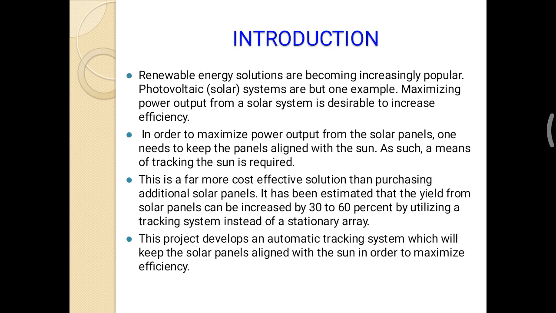And now, introduction. Renewable energy solutions are becoming increasingly popular. Photovoltaic systems are but one example. Maximizing the power output from a solar system is desirable to increase the efficiency. In order to maximize the power output from the solar panels, one needs to keep the panels aligned with the sun. As such, a means of tracking the sun is required. This is a far more cost-effective solution than purchasing additional solar panels.